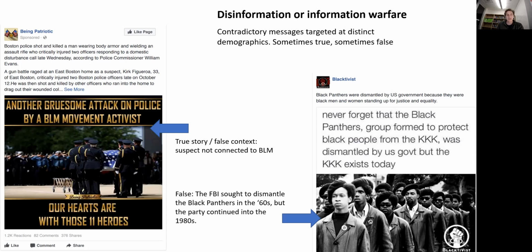And both these stories have been posted by the Internet Research Agency or people connected with the Internet Research Agency, and targeted at different groups. So the one on the left targeted at probably Republican voting, white voters, and the one on the right at Black voters and the Black community.